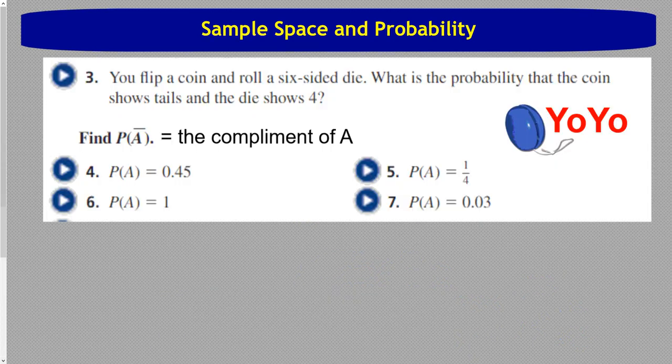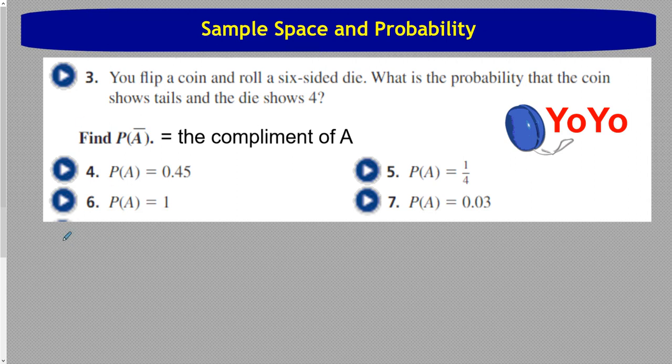Okay, so here's some practice. First, you flip a coin and roll a 6-sided die. What is the probability that the coin shows tails and the die shows 4? And then for these 4, I just want you to find the complement of A. So remember 1 minus the probability. Pause the video, take 2 minutes, and then come back.